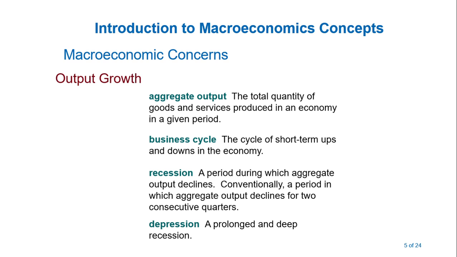And also we have recession, a period during which aggregate output declines. Conventionally, a period in which aggregate output declines for 2 consecutive quarters is considered a recession. So if the products produced in the economy decline for about 2 consecutive quarters, it is a recession.